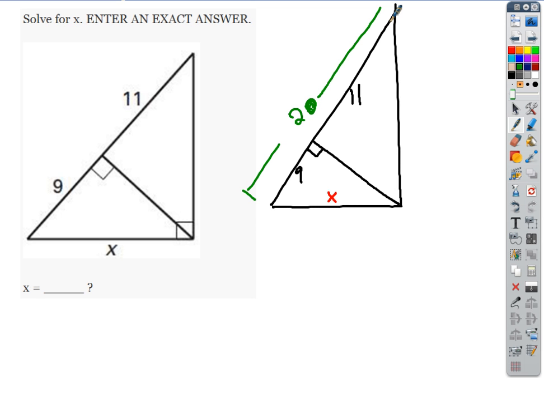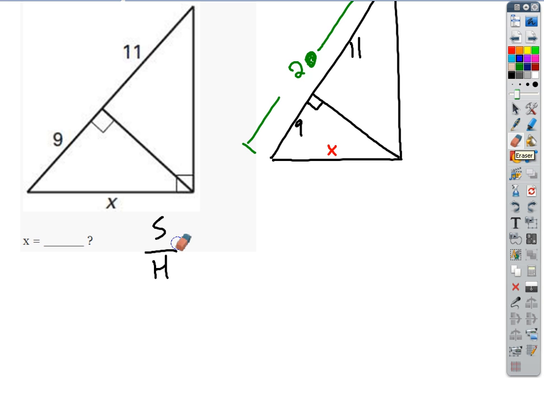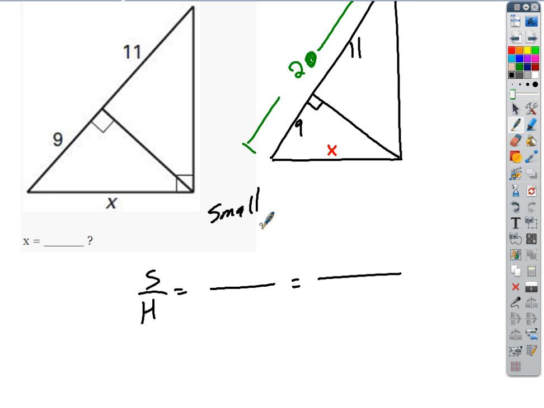Makes sense? And so then what's the shared side this time? X. X plays what 2 roles? In the small triangle, it's the hypotenuse, so it's going to be h, so that one of our 2 sides is going to be h. What part does it play in the big triangle? Small. Small. So we want the ratio of s over h. Okay? So for the small triangle, what's that ratio going to look like? S over H?